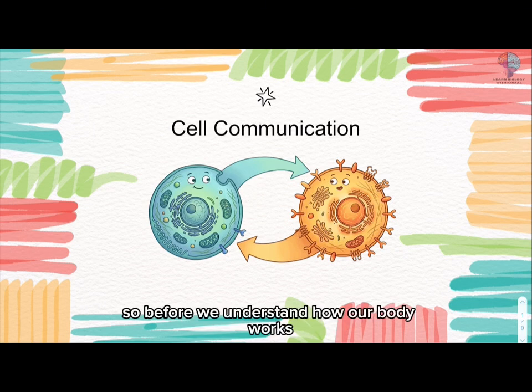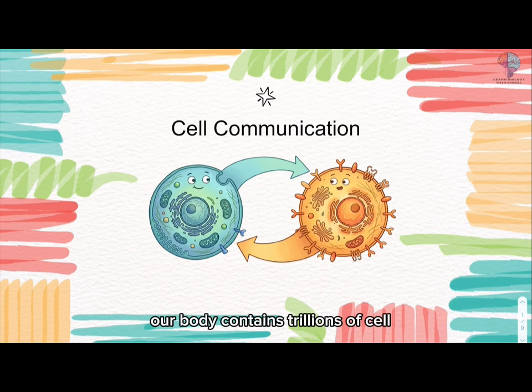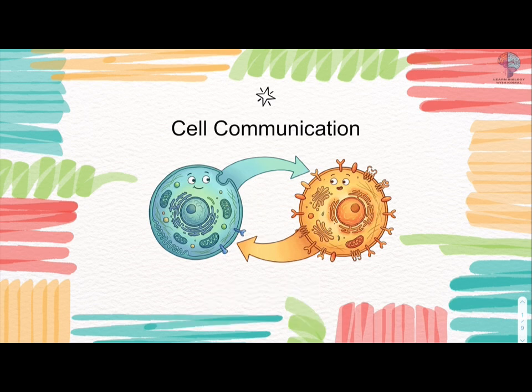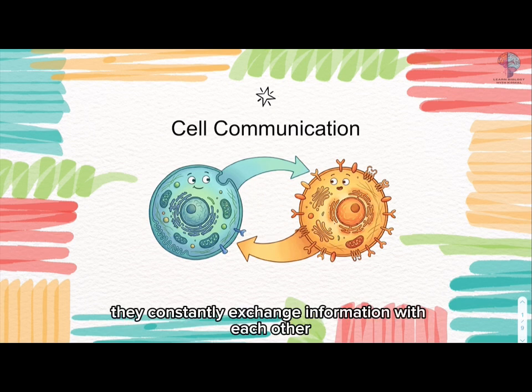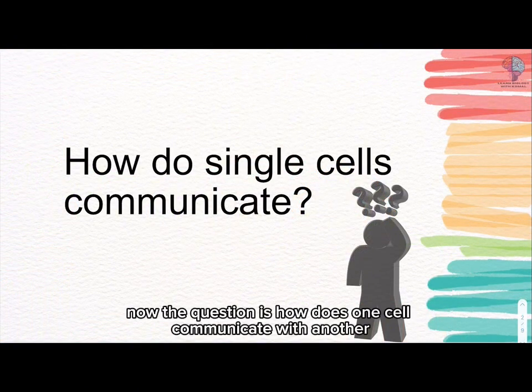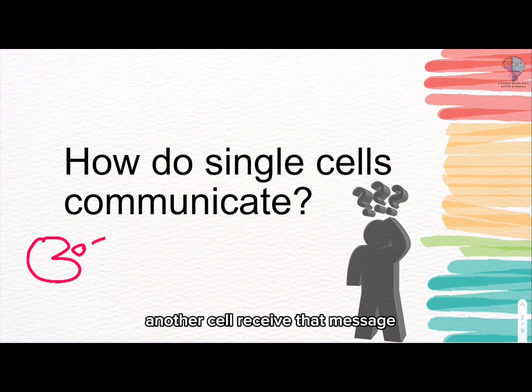So, before we understand how our body works, we first need to understand cell communication. Our body contains trillions of cells. These cells cannot survive alone. They constantly exchange information with each other, just like people send text messages or make phone calls. Now, the question is, how does one cell communicate with another? The answer is simple. One cell releases a chemical message, another cell receives that message, understands it, and then responds.